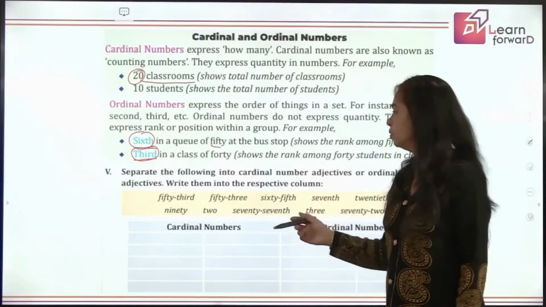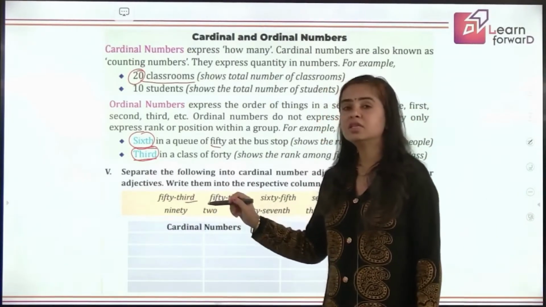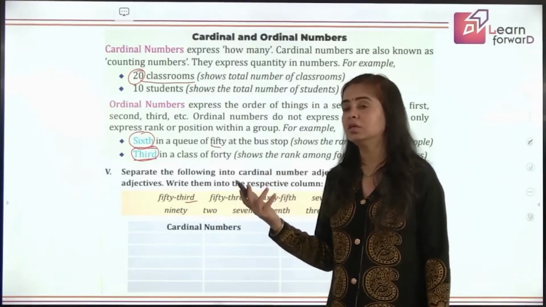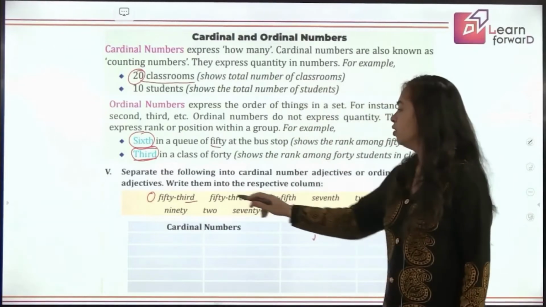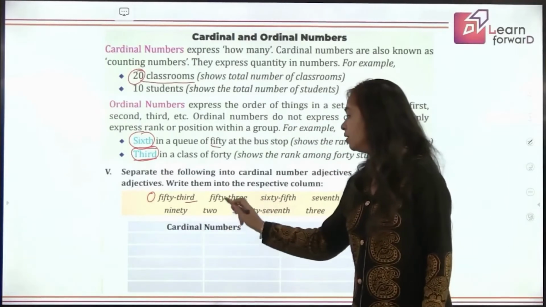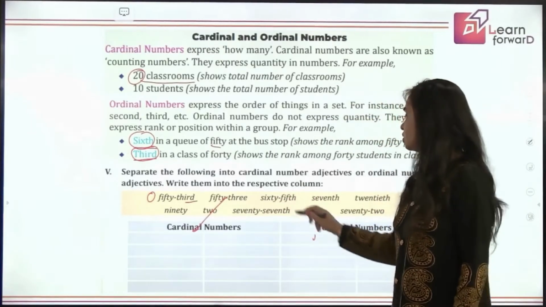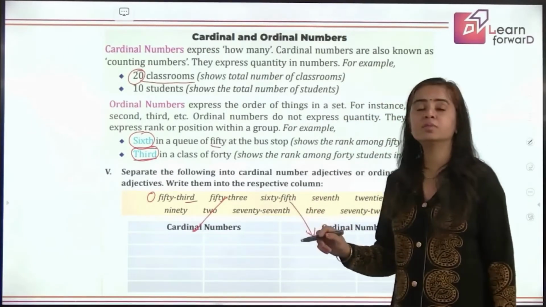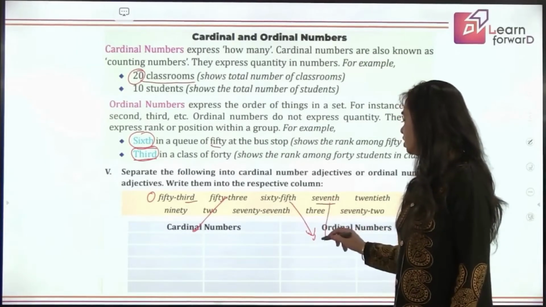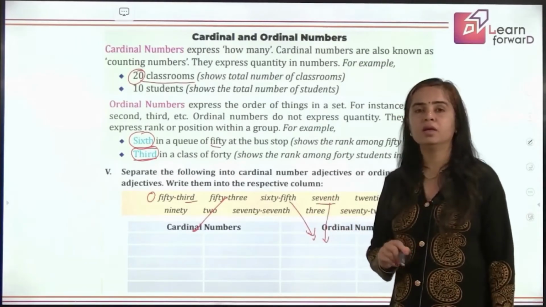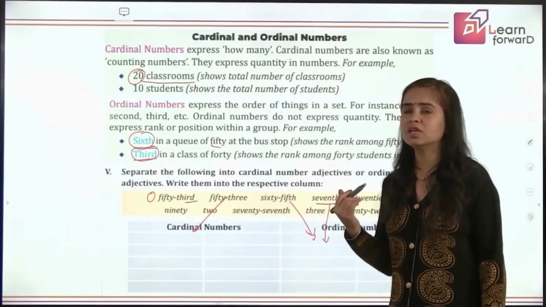So let's do 53rd. This is telling you the position, third. So this is your ordinal number. It will come here. 53 is a cardinal number. It will come here. 65th. This will go in ordinal numbers because it is telling you the position, the order. Similarly, 7th is telling you the position, order. It will come here. So it's so simple. I think you can put them in the correct categories yourselves.